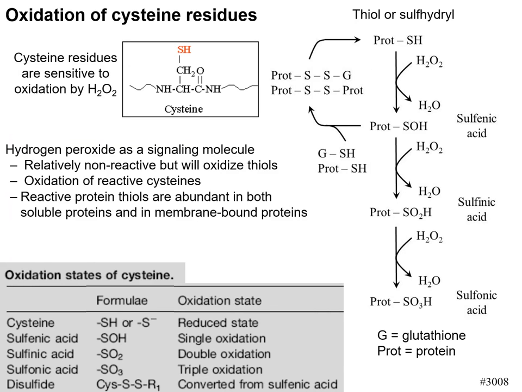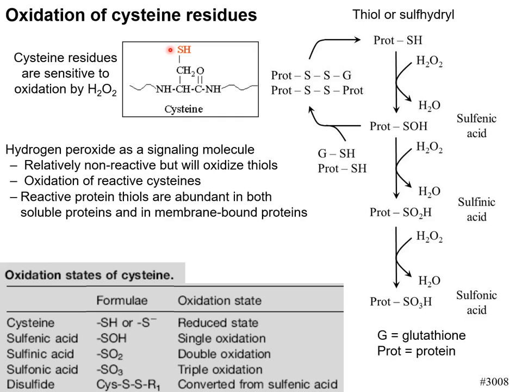So let's have a look at cysteine residues and why they're sensitive to hydrogen peroxide. Cysteine residues are characterized by this thiol group here, and it's the thiol group that's particularly sensitive to reactive oxygen species such as hydrogen peroxide. It's the only amino acid residue containing a thiol group, and as a consequence it's only cysteine residues that are particularly sensitive to reactive oxygen species.